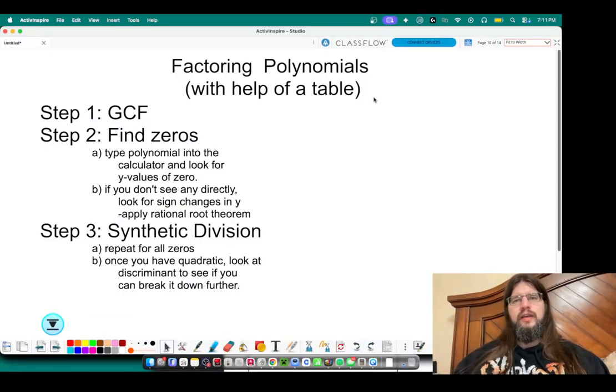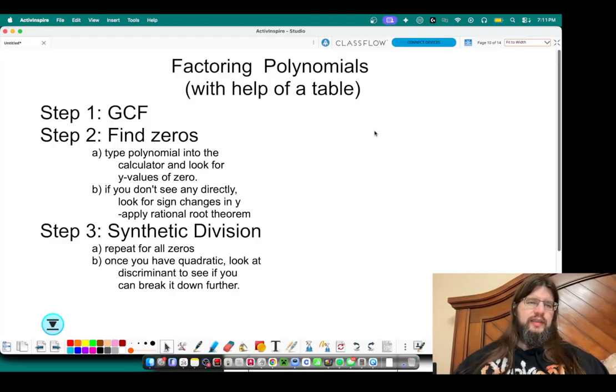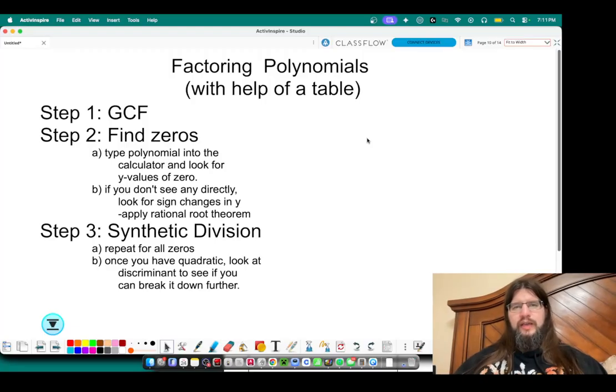Greetings all. We're going to look at factoring polynomials. We're going to use a table to help us out. So our goal is to try and break a polynomial down into linear terms.